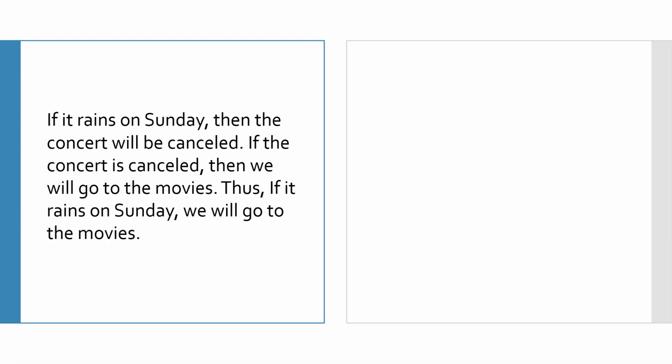So it says, if it rains on Sunday, then the concert will be canceled. If the concert is canceled, then we will go to the movies. Thus, if it rains on Sunday, we will go to the movies. Now, stated formally, we have two premises and one conclusion. If R, then C. If C, then M. Therefore, if R, then M.